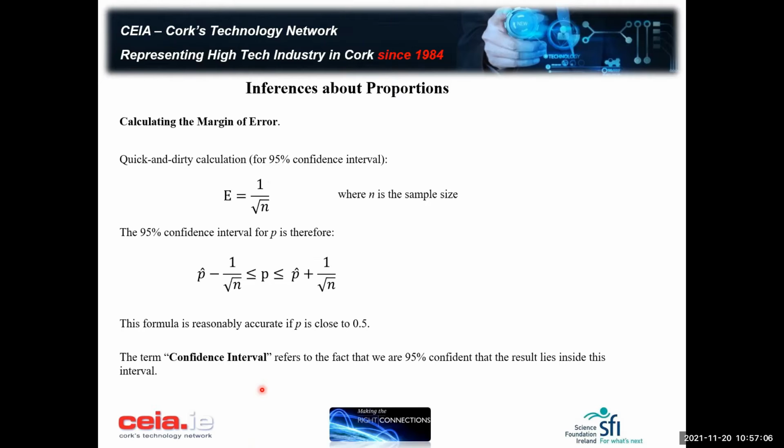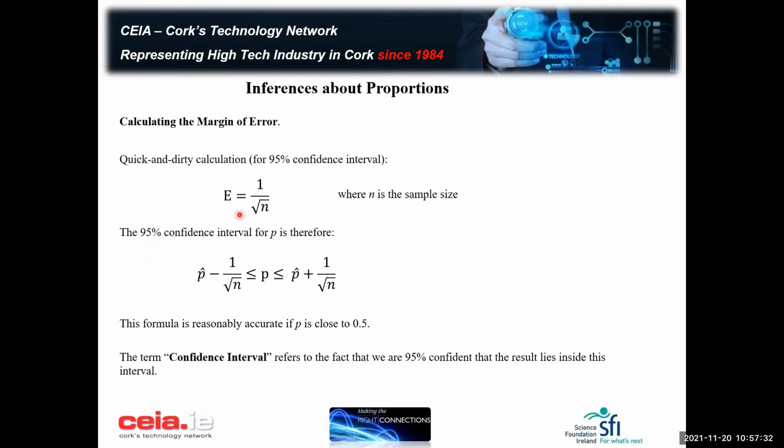But to do that, you need to know what the margin of error is. And there's a quick and dirty calculation. For a 95% confidence interval, which we'll talk about in a minute, the margin of error is given by 1 over root n, where n is the number of samples, the number of items in the sample.